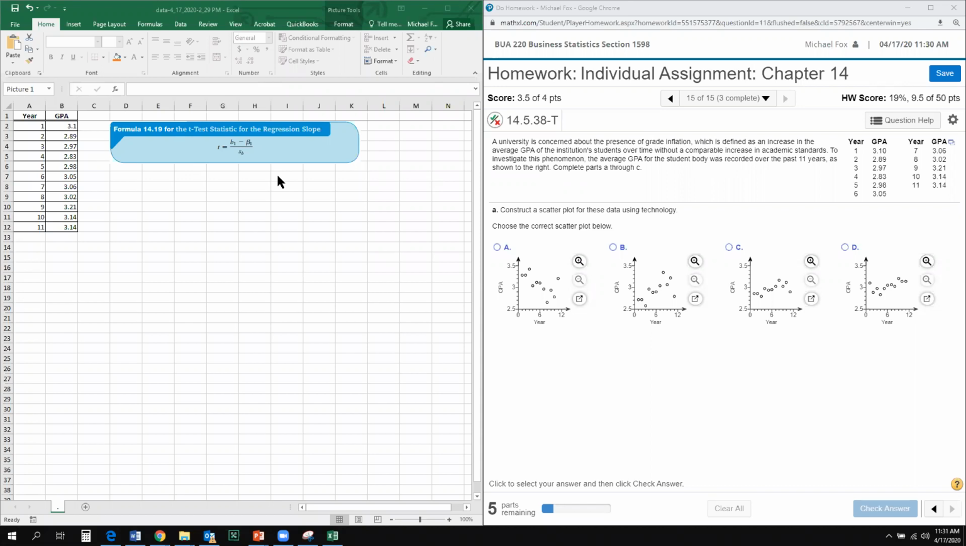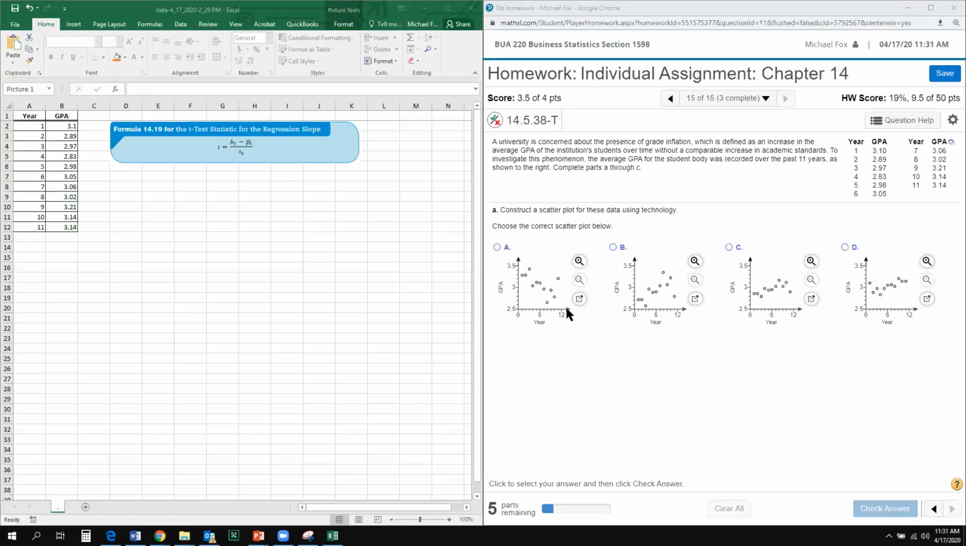So the university is concerned about the presence of grade inflation, which is defined as an increase in the average GPA of the institution's students over time without comparable increase in academic standards. To investigate the phenomenon, the average GPA for the student body was recorded over the past 11 years, as shown on the right. Complete parts A through C.